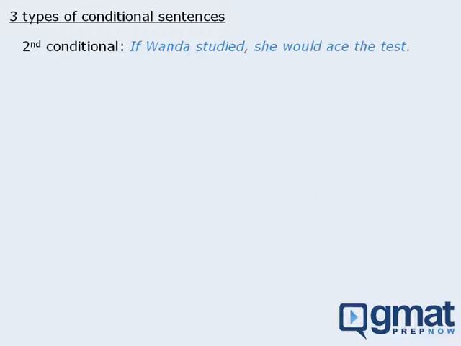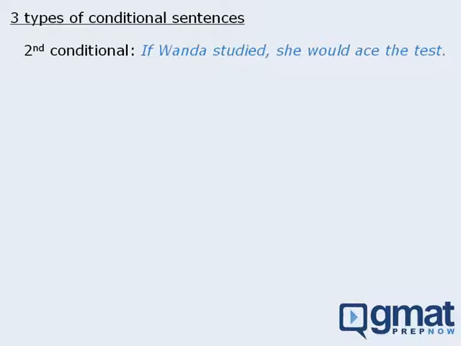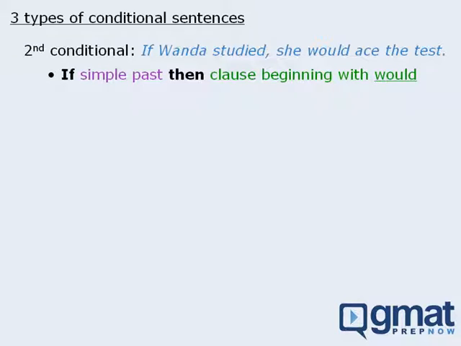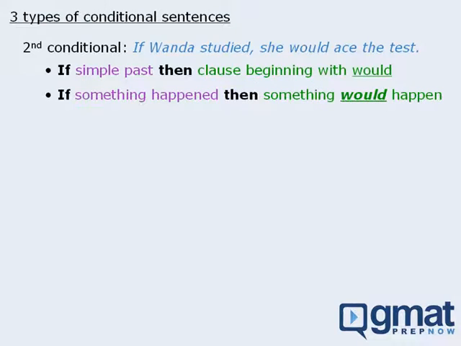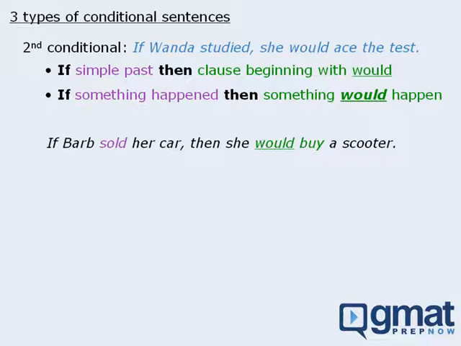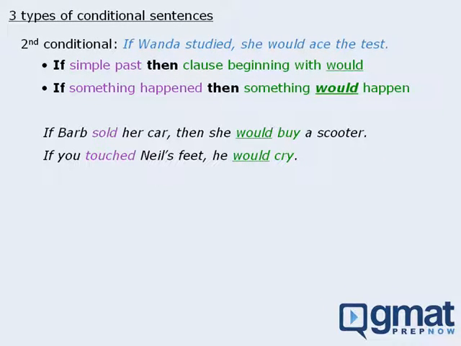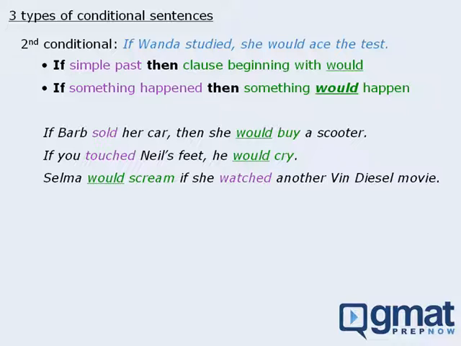Okay, now on to the second conditional. In second conditional sentences, the condition is expressed in the simple past tense, and the result is expressed as a clause beginning with the word would. In other words, if something happened, then something else would happen. Here are some examples. If Barb sold her car, then she would buy a scooter. If you touched Neil's feet, he would cry. And Selma would scream if she watched another Vin Diesel movie. Notice the structure here. If something in the simple past tense happened, then something else would happen.